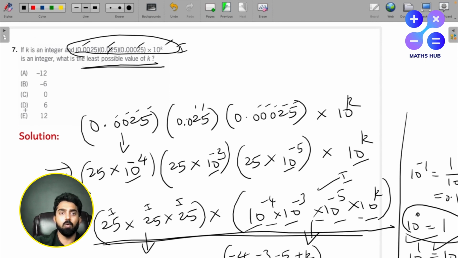12. Hope it's correct. I mean, it should not be minus 12. 12, and answer is option E. Answer is option E. Great.